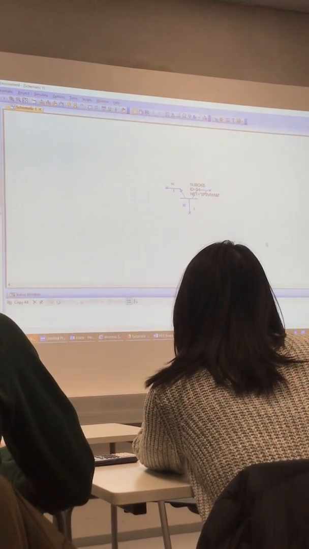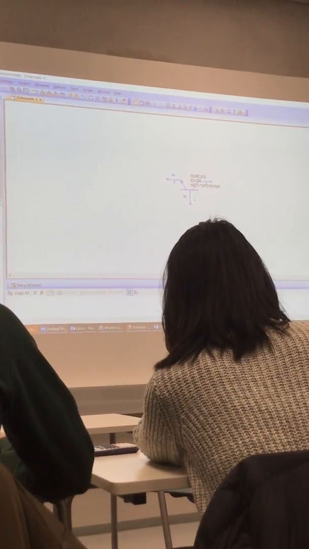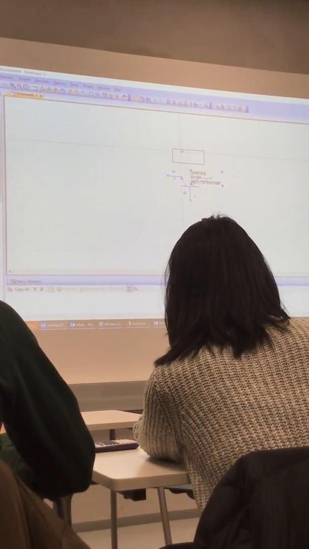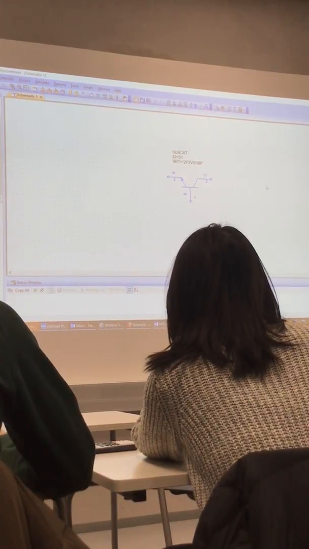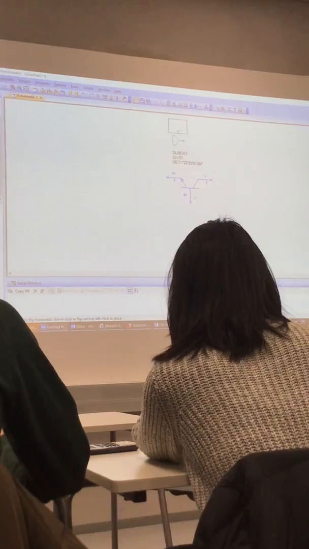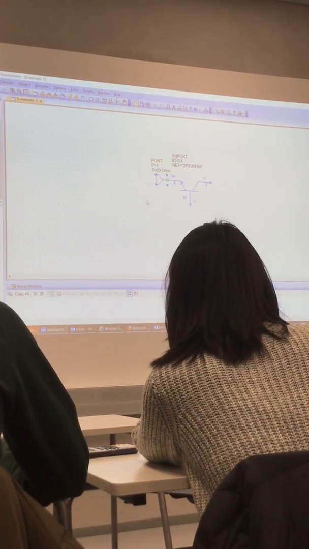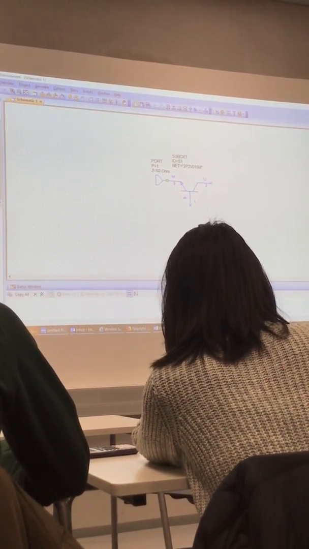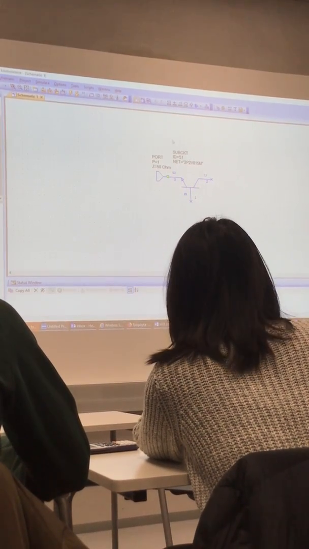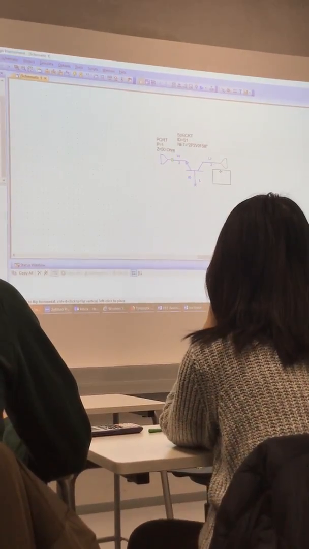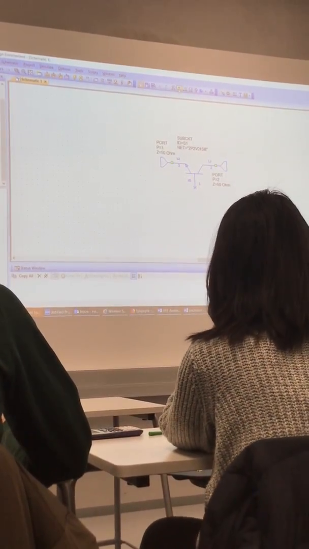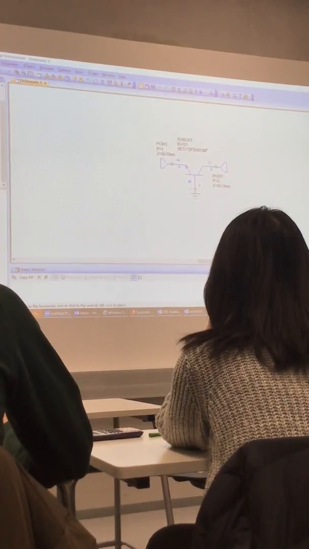Now take a look. This is nice. Now I add port number 1 to the emitter. Port number 2 to the collector, and ground to the ground.